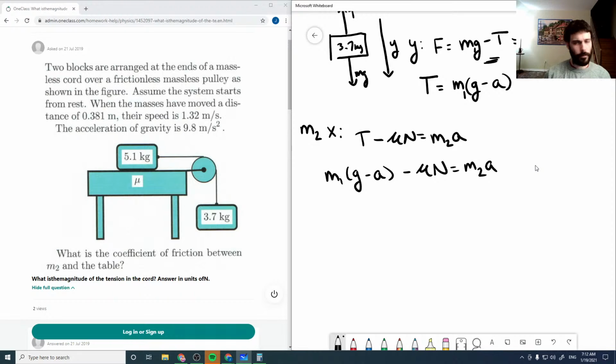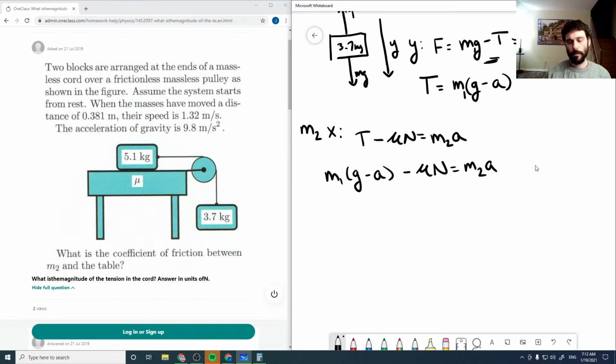As we have some of these quantities. Oh, sorry. That's just our equation that we can use to get for our mu, but we actually have more information because what we're told is that when the masses have moved a distance of 0.381, their speed is 1.32.